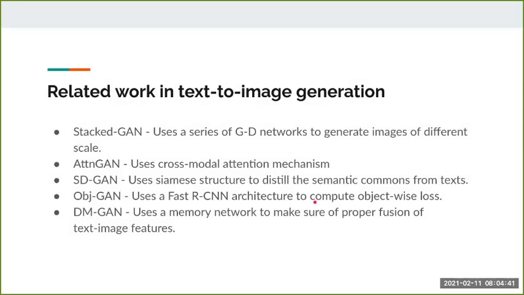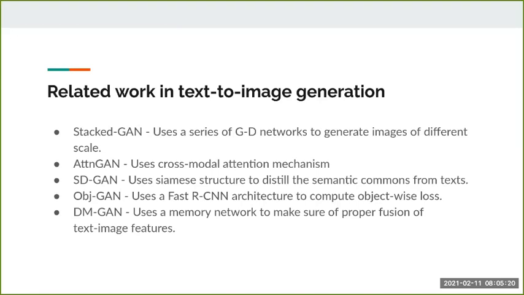Okay, so the work that has already been done in text-to-image generation isn't starting from the StackGAN architecture, but it started a little bit earlier than this. But that work isn't something that is going to create too much difference in the content ahead, so I haven't included that, but just for people who are interested to know that. StackGAN proposes the use of a series of generator-discriminator networks to generate progressively better images of different scales, given the text description.